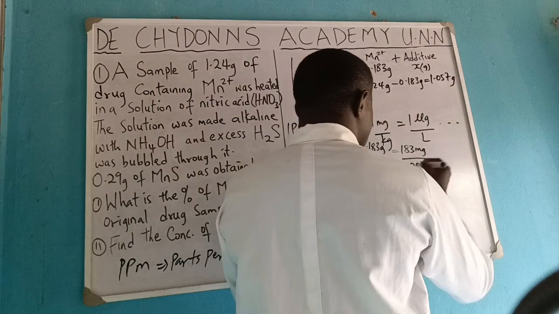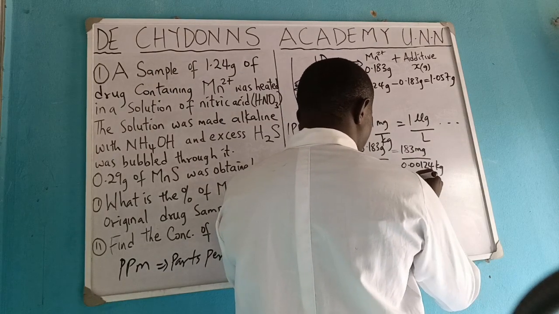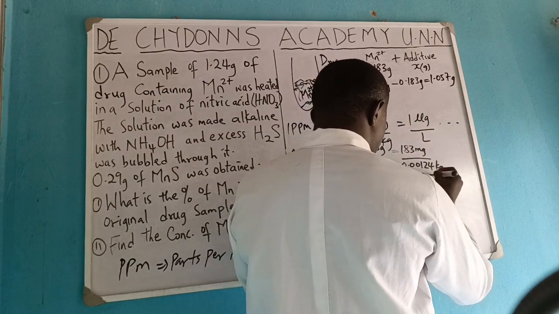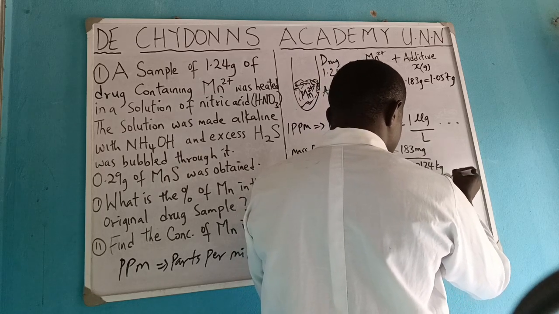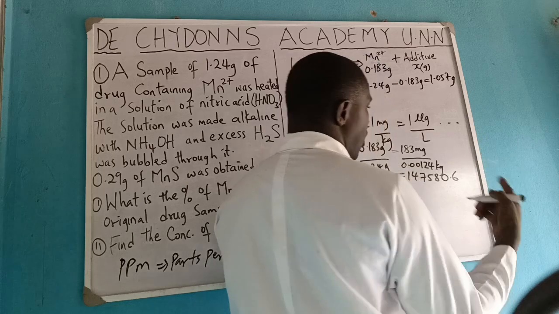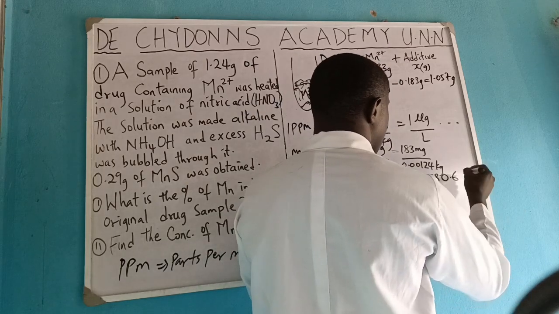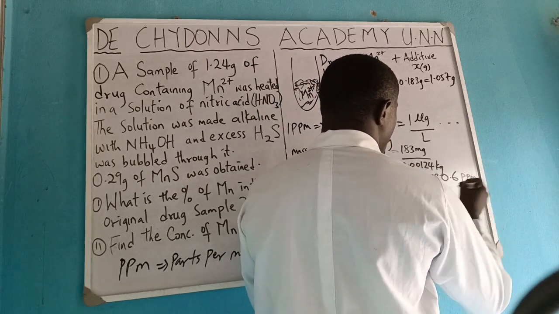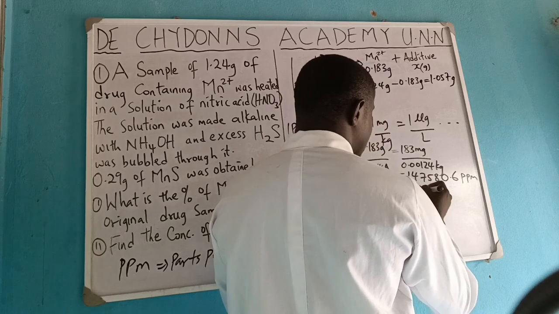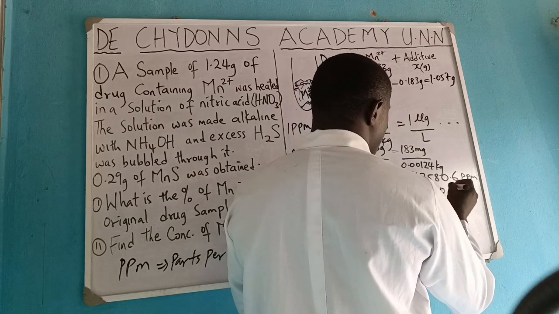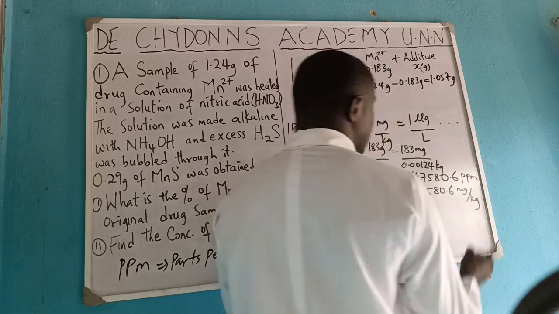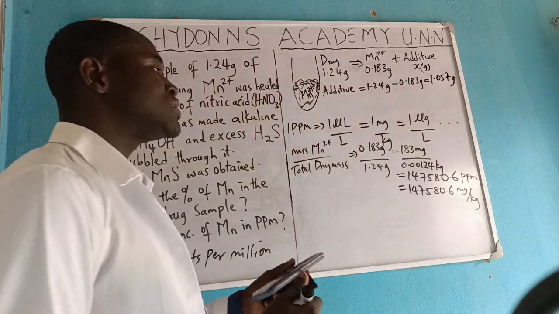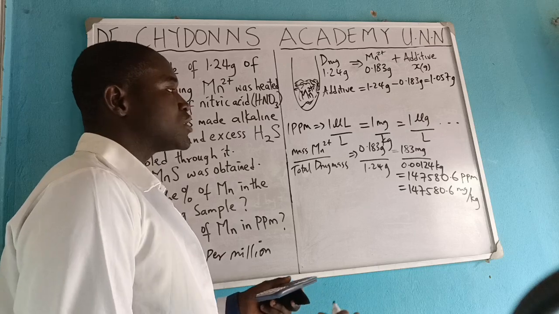Then you check it out with your calculator and get the full figure. That means the answer is 14750.6 ppm, or 14750.6 milligram per kg. Since ppm and milligram per kg are the same, that is one way to get it in ppm.